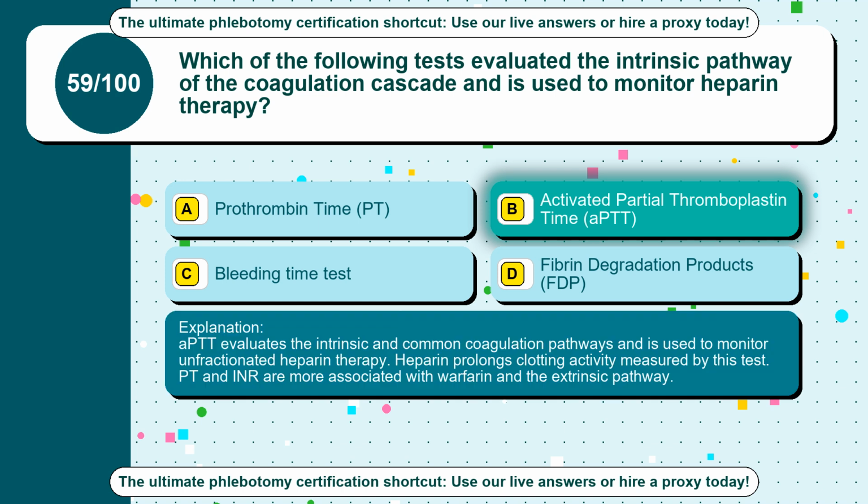APTT evaluates the intrinsic and common coagulation pathways and is used to monitor unfractionated heparin therapy. Heparin prolongs clotting activity measured by this test. PT and INR are more associated with warfarin and the extrinsic pathway.